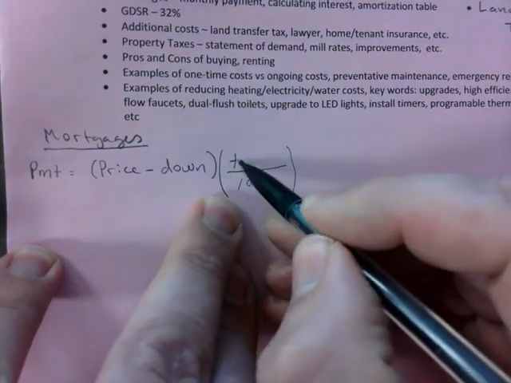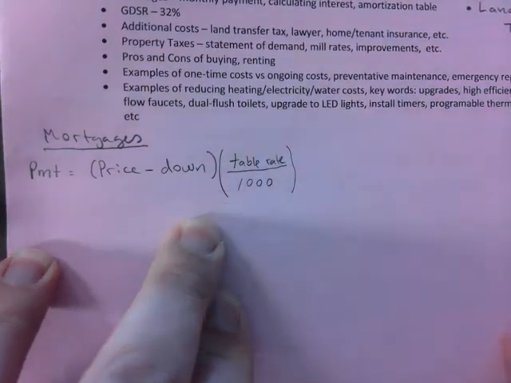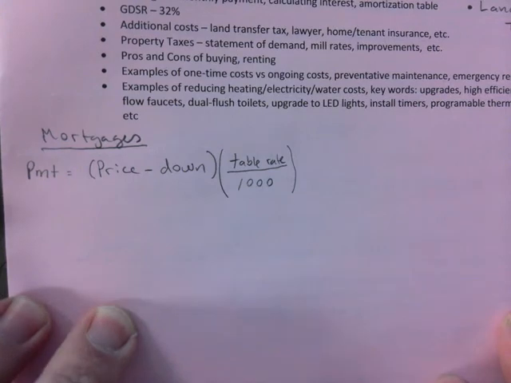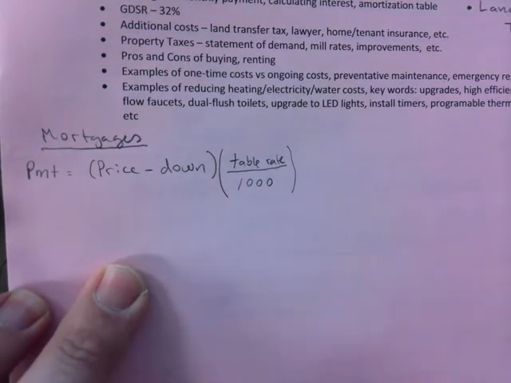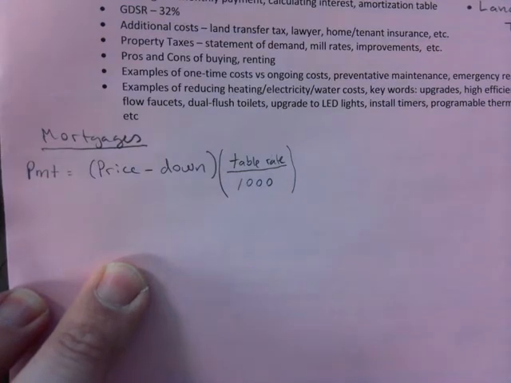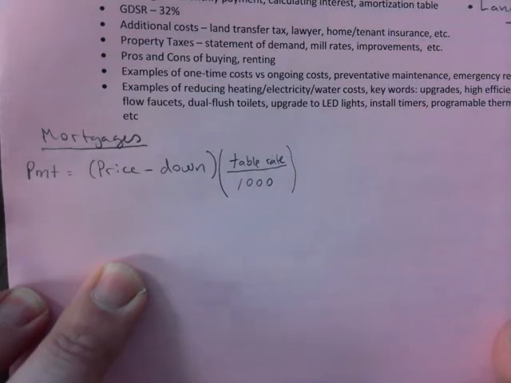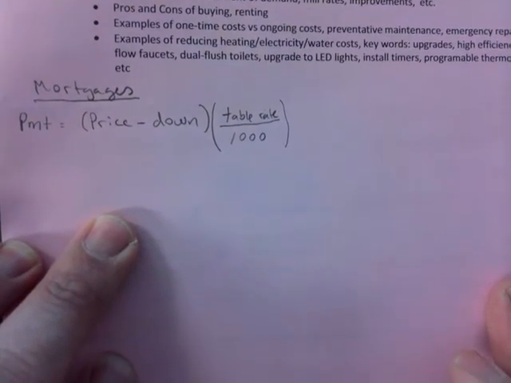And then you're going to have to use a table rate, which you obviously get from a table, and divide it by 1,000. This table rate, mark my words, does not show up ever again. That's the only time you're going to use it, to calculate your monthly payment. Don't use it in any of the other formulas because it's going to be wrong.